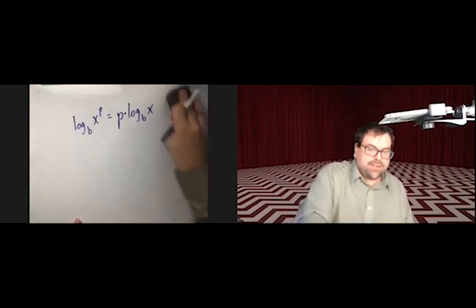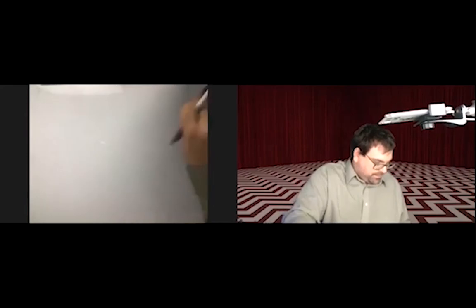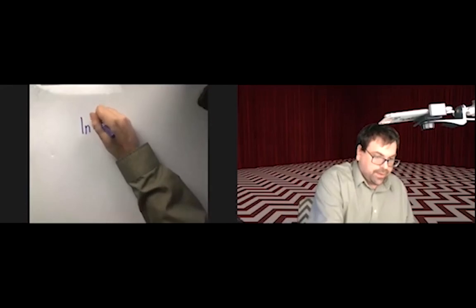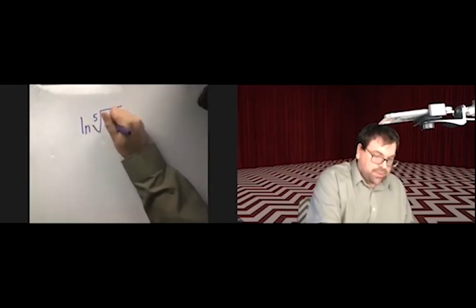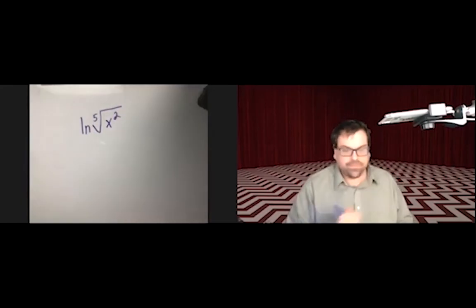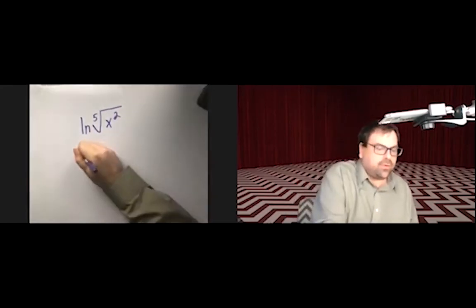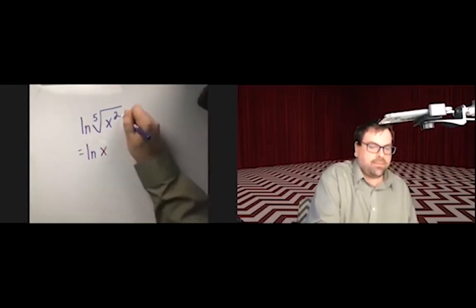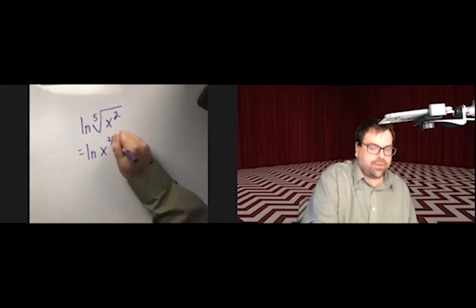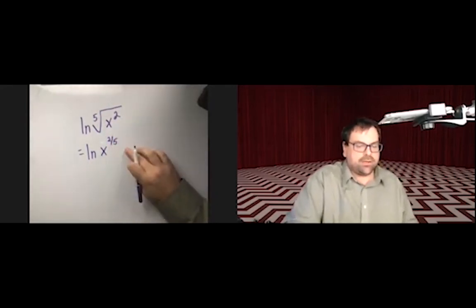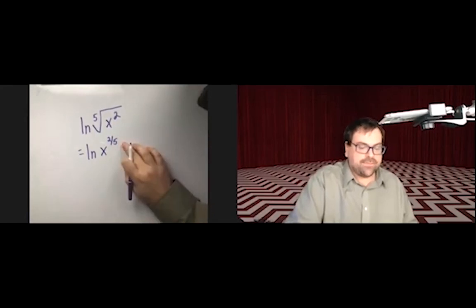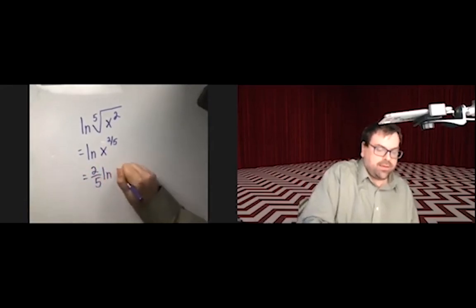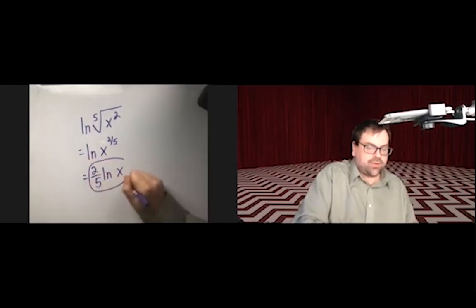How would we use this? Well, let's say we have the natural log of the 5th root of x squared. We can write radical form in power form. Power over root. This would be the same as the natural log of x to the 2/5. We can bring that 2/5 power down front and multiply: 2/5 natural log of x.